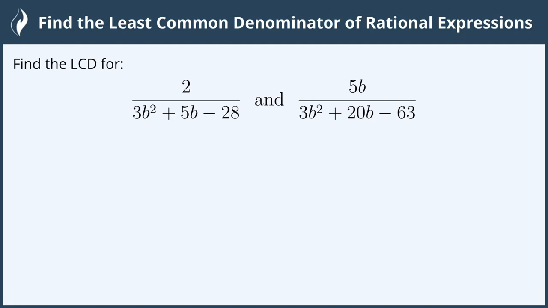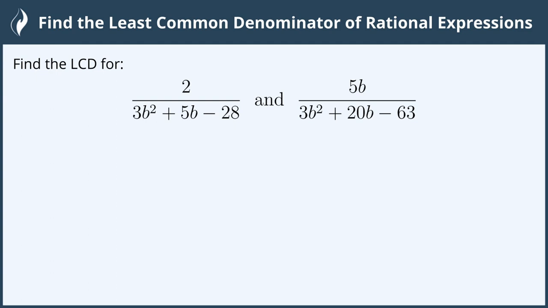Hi everyone! In this video, we will find the least common denominator of rational expressions. Find the least common denominator for 2 divided by 3b squared plus 5b minus 28 and 5b divided by 3b squared plus 20b minus 63.